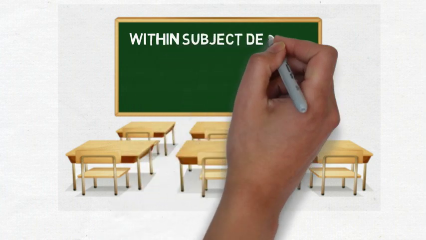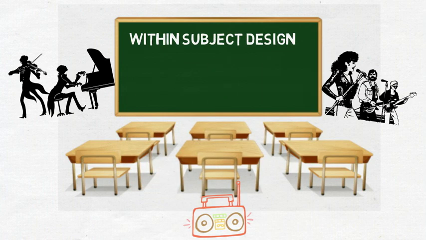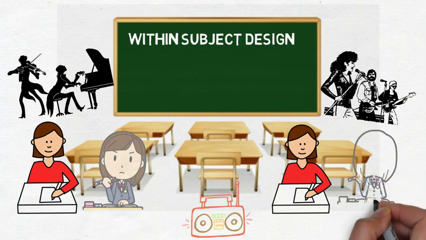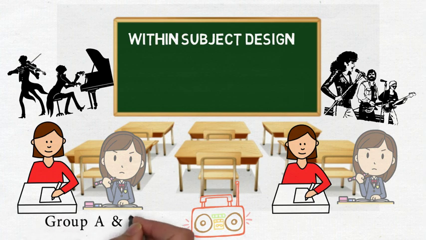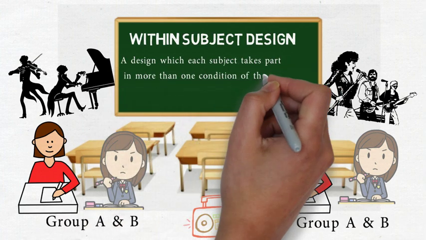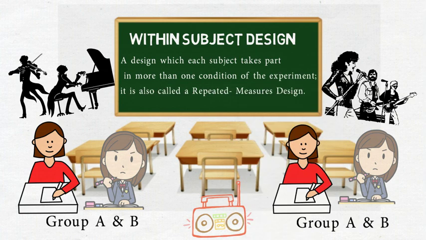When we say within naman, all of them will receive the two treatments. Group A and Group B will be put sa classical music and also sa rock music. Therefore, within subject design is a design in which each subject takes part in more than one condition of the experiment. It is also called a repeated measures design.